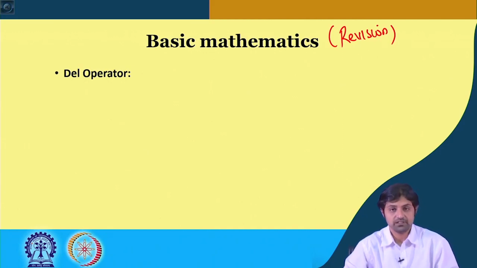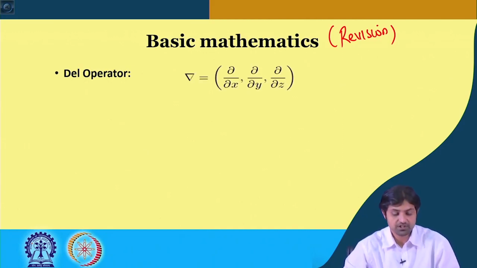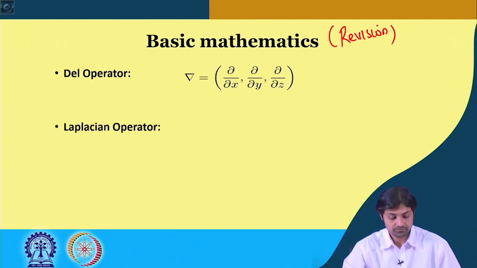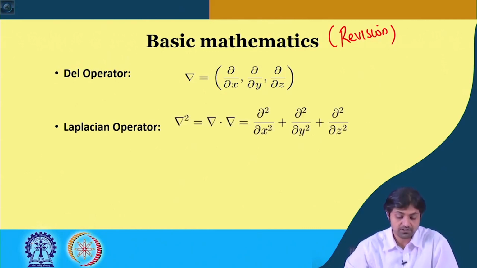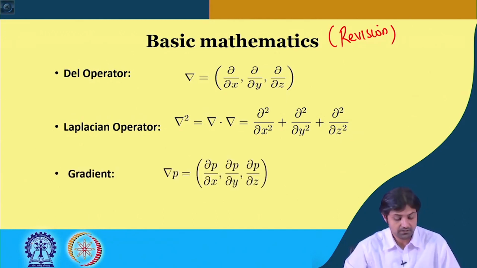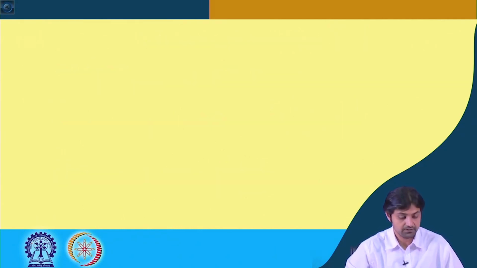For example, there is an operator called del operator, which every one of you know. It is del del x, del del y and del del z. Now the Laplacian operator is del square, that means it's del square by del x square, del square by del y square and del square by del z square. Gradient operator, it's del p, it's del p del x, del p del y, del p del z. All right.